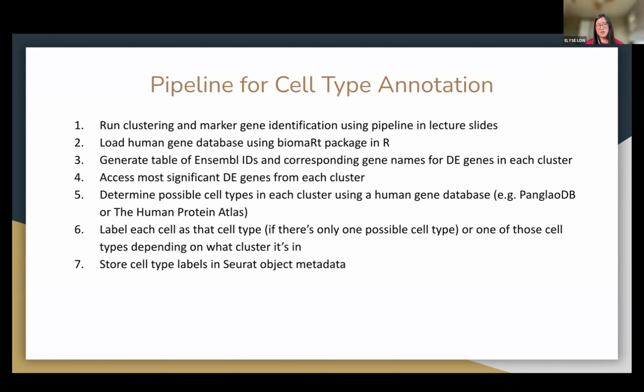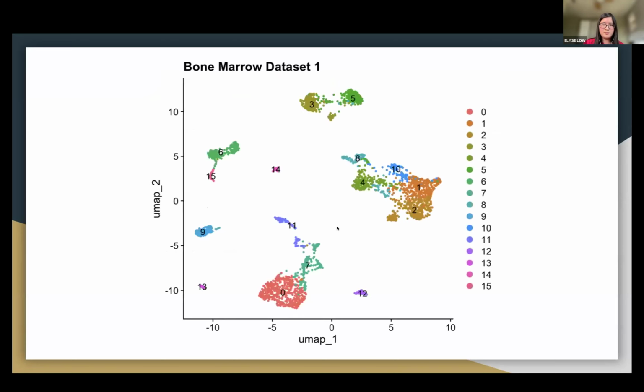From looking at the distributions, I was able to find what possible cell types there could be, whether there was one cell type or multiple possible cell types in each cluster. Then I went through each cell in bone marrow dataset 1, and based on the cluster it was assigned to, I labeled each cell as that one cell type or one of the possible cell types using a sampling algorithm. Finally, I stored all these cell type labels as a vector in the metadata for the bone marrow dataset 1 Seurat object, as per the instructions in the project.